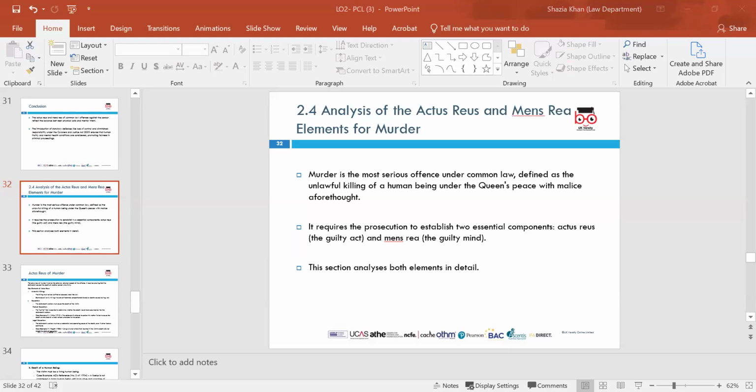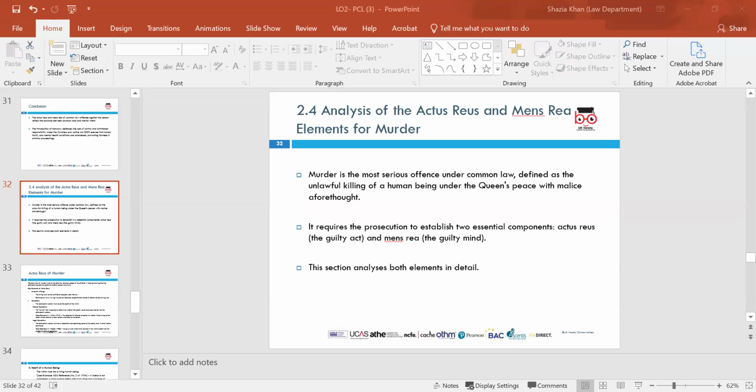Like we said, murder is the unlawful act of killing a human being with malice aforethought, and it requires the prosecution to prove two components: the actus reus and the mens rea. In the crime of murder, the actus reus refers to the physical act of killing, meaning the unlawful taking of a human life, while the mens rea refers to the mental state of the perpetrator, which in most jurisdictions requires an intention to kill or cause GBH, essentially the guilty mind.